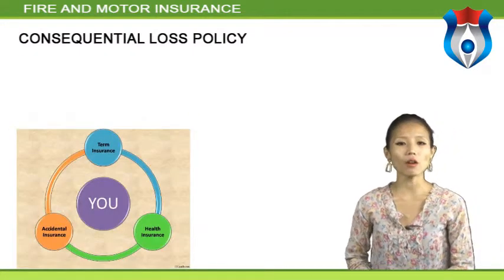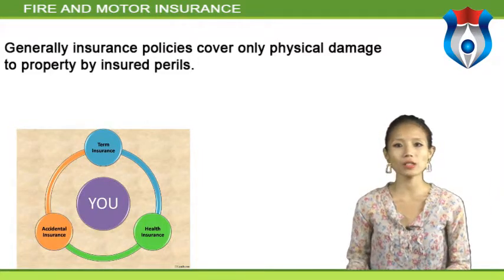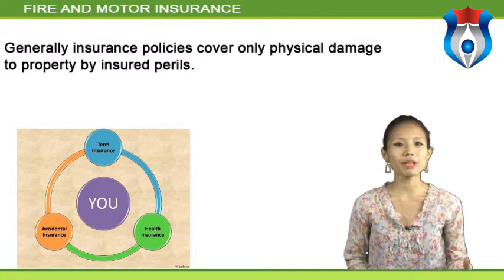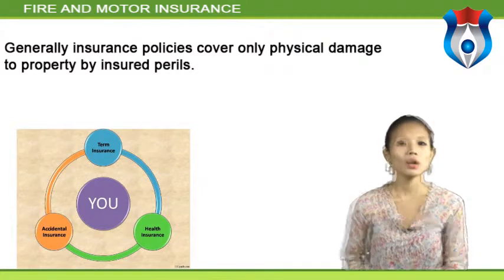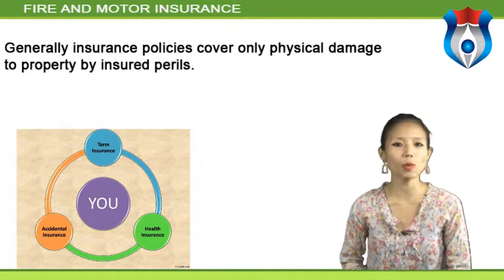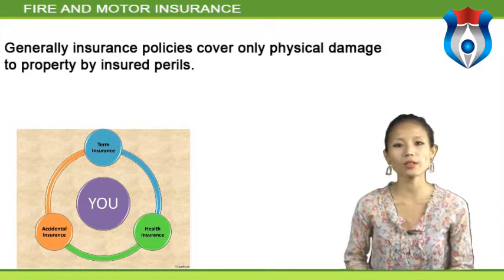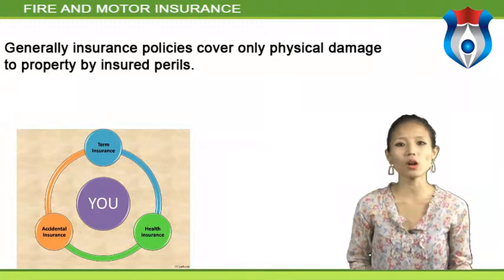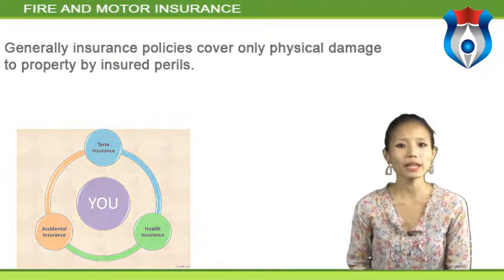Let's know the meaning of consequential loss policy. Generally, insurance policies cover only physical damage to property by insured perils. This at best covers the expenses incurred for repairing or replacing the damaged property. But what about the financial loss suffered due to interruption of business operation whilst the damaged property is being repaired or replaced? This policy offers a solution by covering profit loss due to reduction in turnover arising from interruption of business following damage to the property insured.